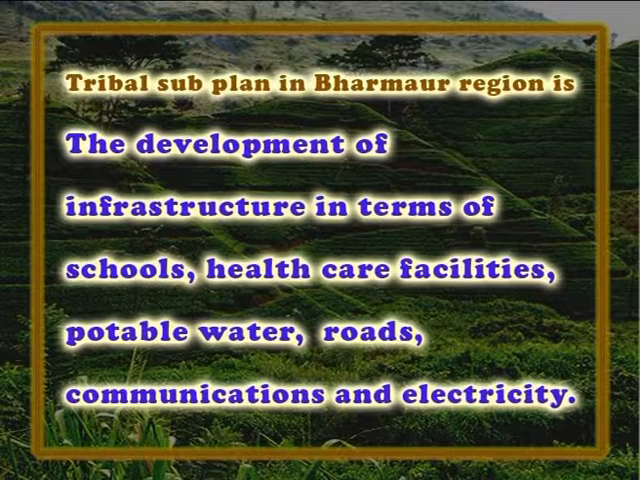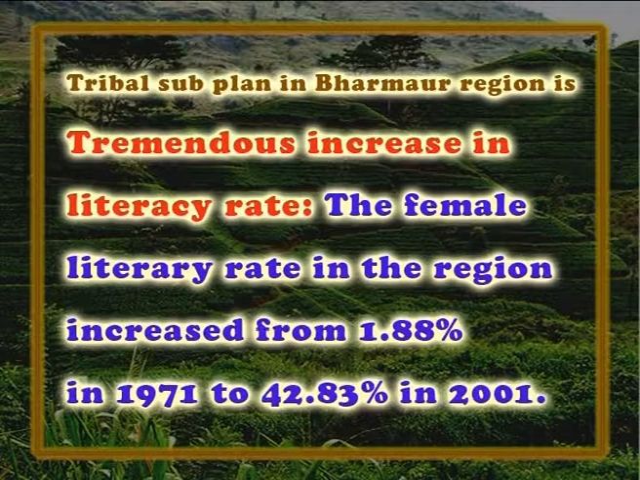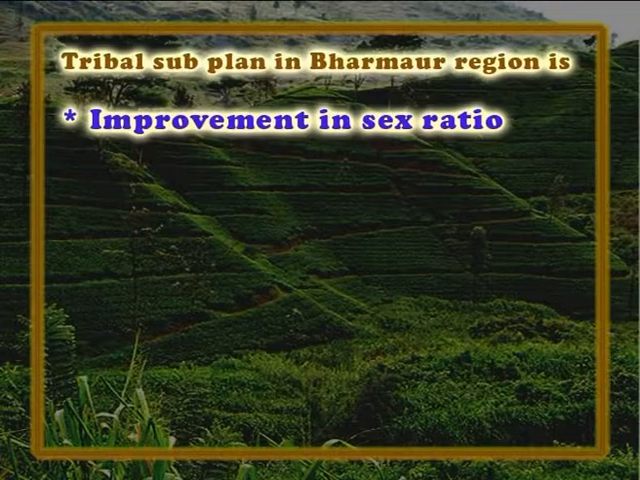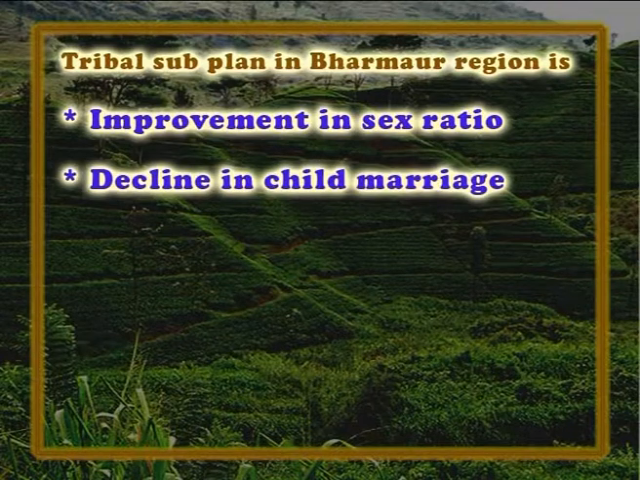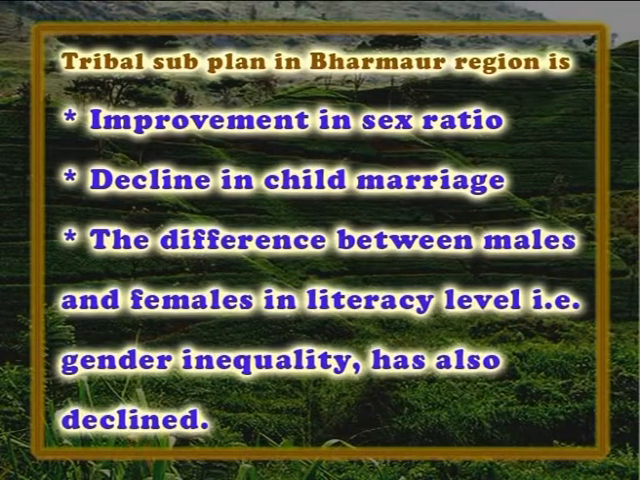The most significant contribution of tribal subplan in the region is the development of infrastructure in terms of schools, healthcare facilities, potable water, roads, communications and electricity. A tremendous increase in literacy rate is observed. The female literacy rate in the region increased from 1.88% in 1971 to 42.83% in 2001. Improvement in sex ratio is observed, and a decline in child marriage. The difference between males and females in literacy level, that is gender inequality, has also declined. The cultivation of pulses and other cash crops has increased in the region.